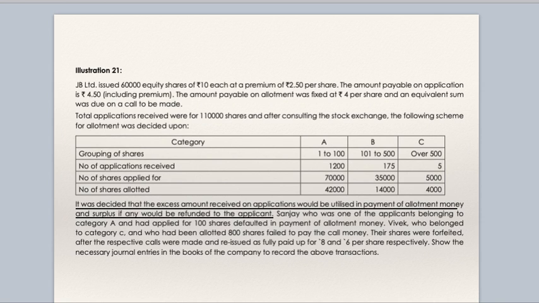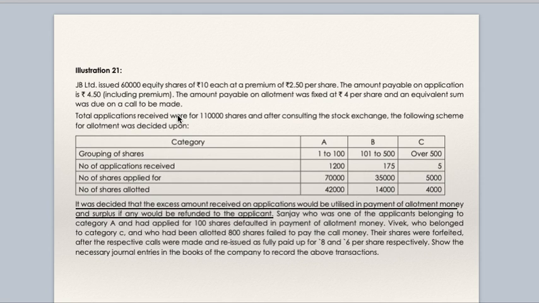Now we'll see the next question, question number 21. JB Limited issued 60,000 equity shares of 10 each at a premium of 2.50 per share. The amount payable on application is 4 rupees 50 paisa including premium. So it is 2 plus 2.50. The amount payable on allotment was fixed at 4 per share and an equivalent sum was due on call to be made. Allotment 4, equivalent amount on call is also 4, and application 4.5 including premium.